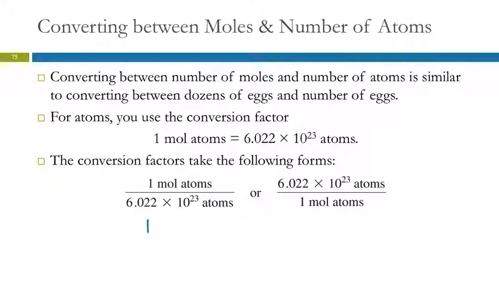So this is like 1 dozen is 12 eggs. You have to get the numbers with the correct unit. You can't say that 12 dozen is 1 egg. So you can't say that 1 atom is 6.022 times 10 to the 23rd moles. If you find that you're messing up like that, mentally put dozen in for mole and ask, do I have the number in the right place?